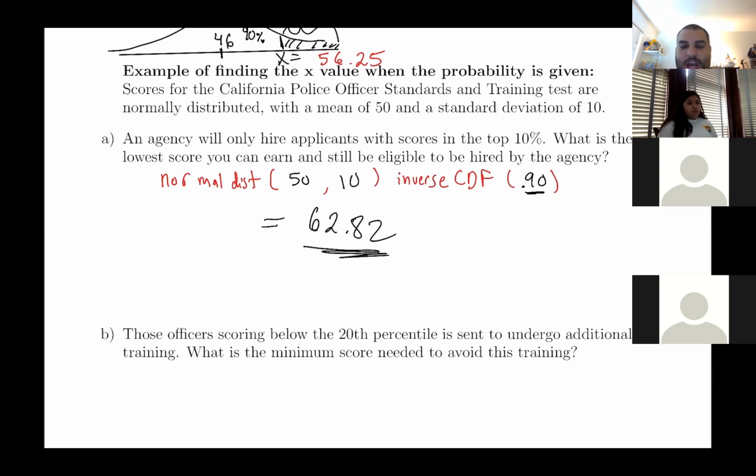Anytime they say top percentage, it is always on the right tail. If they say bottom percentage or percentile, then that means it is on the left tail. So if they say top percent, you should automatically know it's on the right tail. If they say bottom percentage, it's automatically in the left tail.